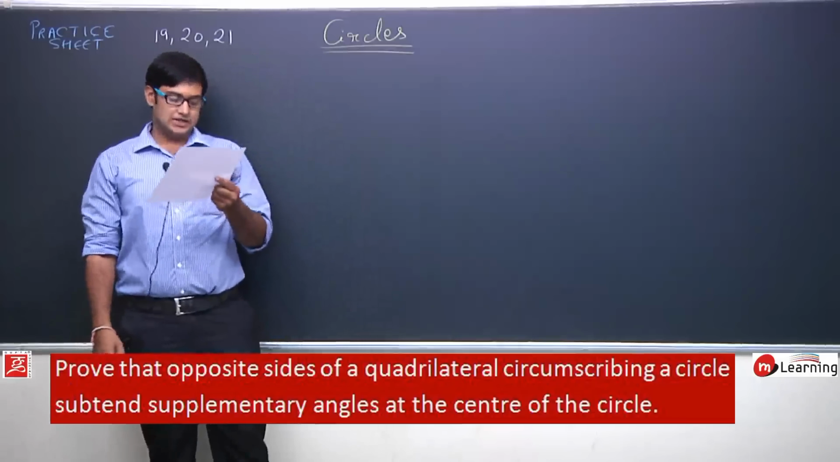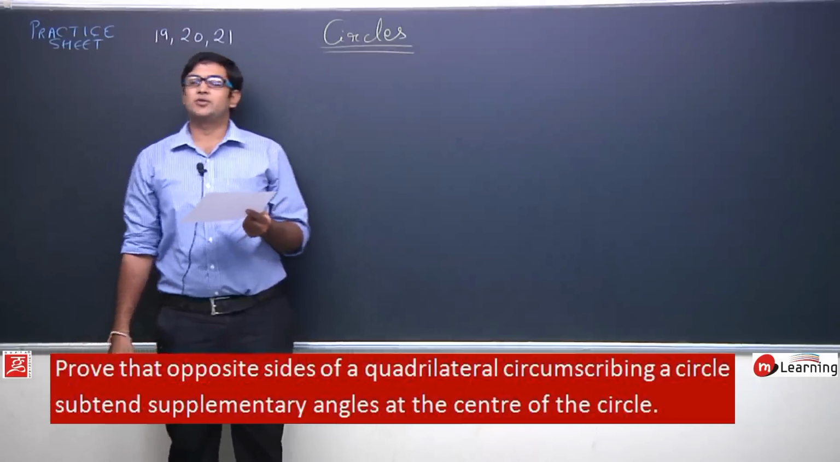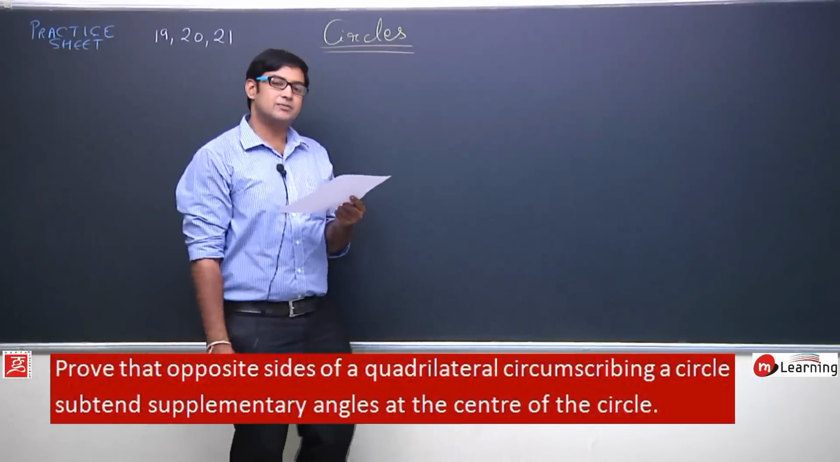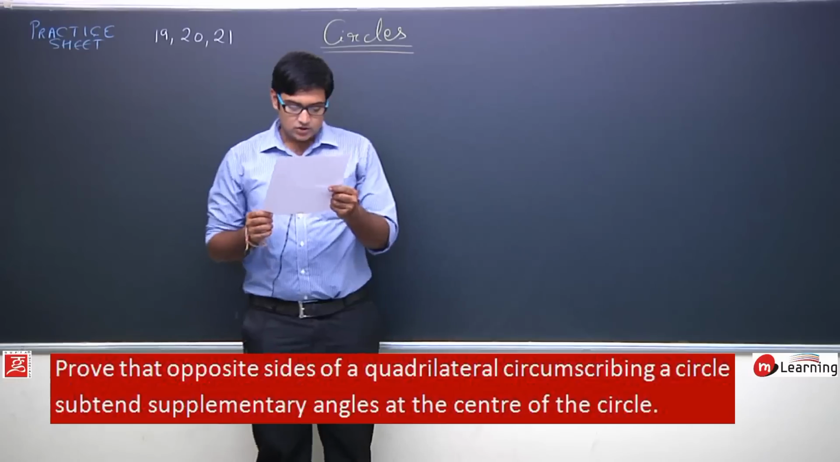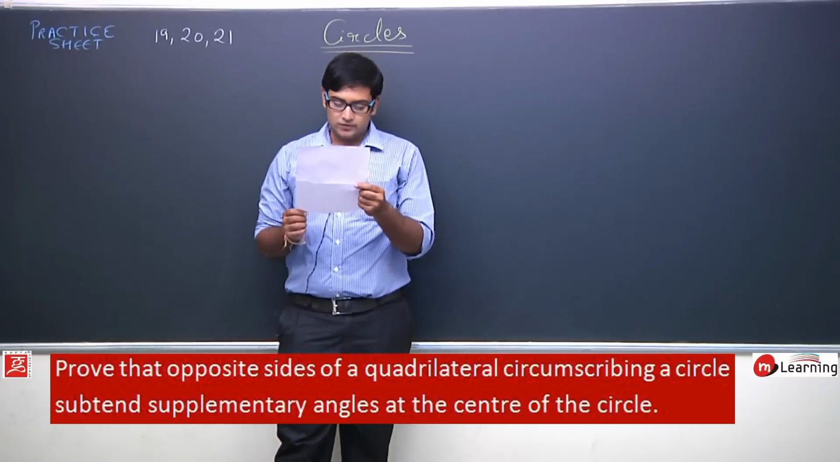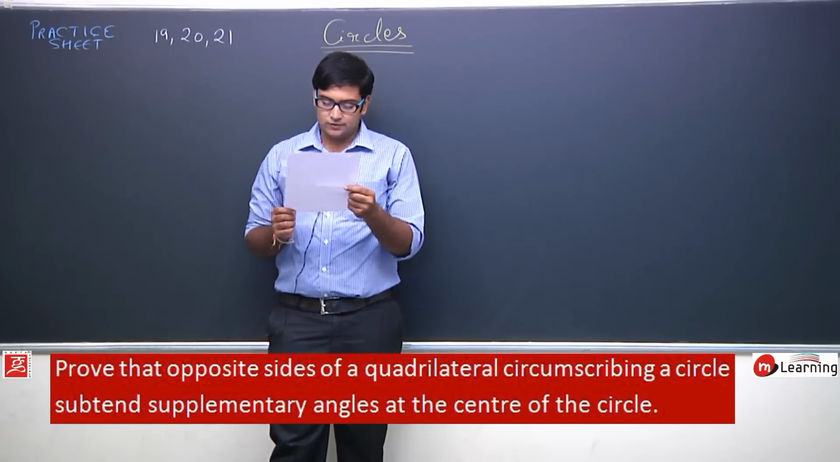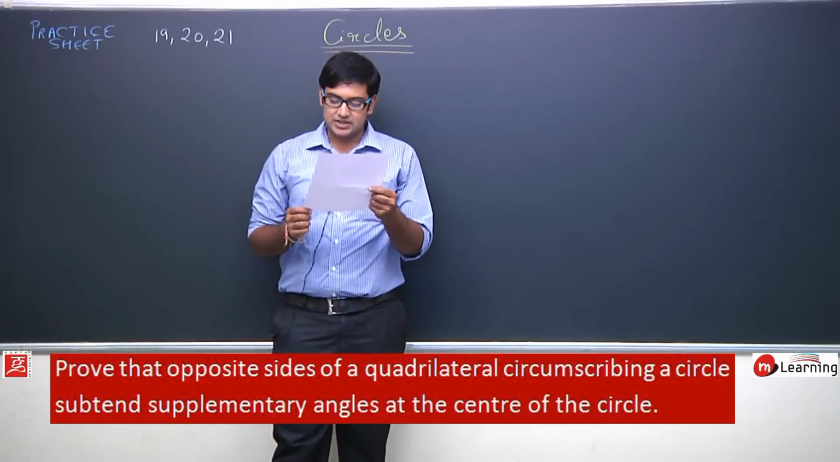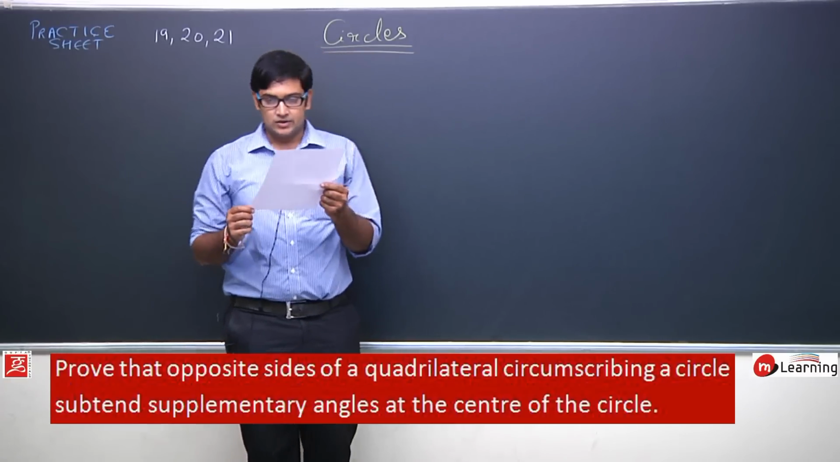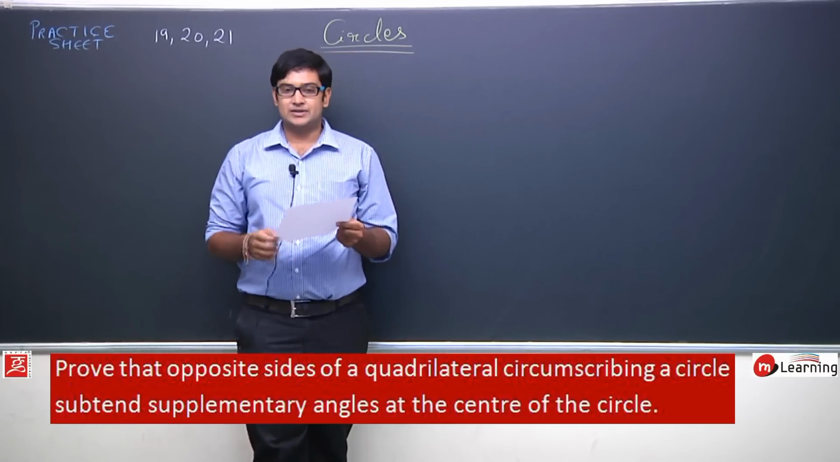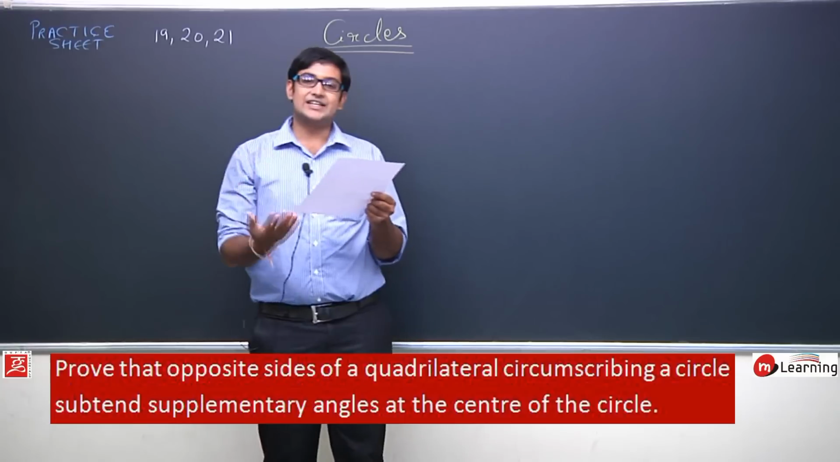Let us now discuss question number 19 from the practice sheet. We have discussed up to the 18th question. Now let us discuss the 19th one. Question number 19 says, prove that the opposite sides of a quadrilateral circumscribing a circle subtend supplementary angles at the center of the circle. Okay, it is not easy to understand in one read, so let us read it again.